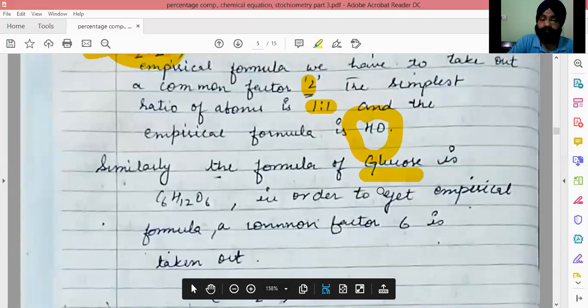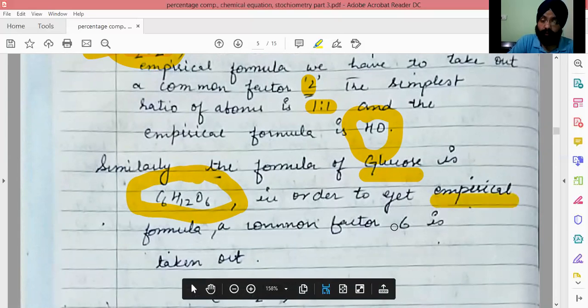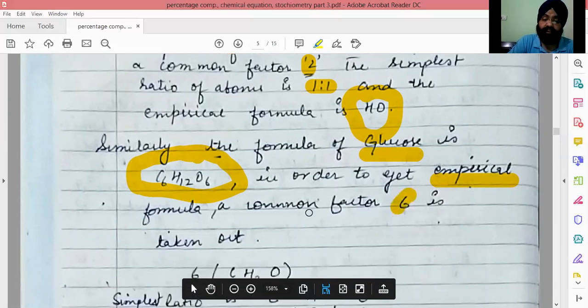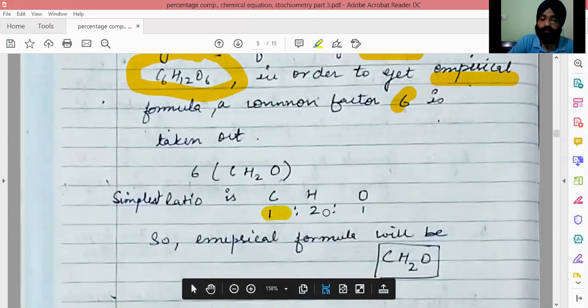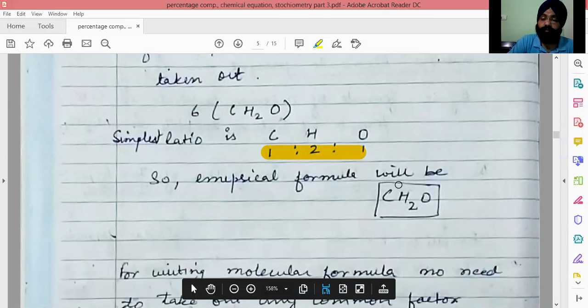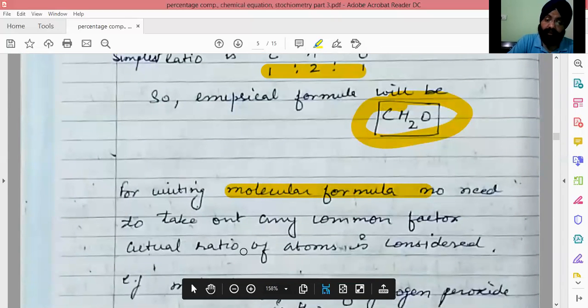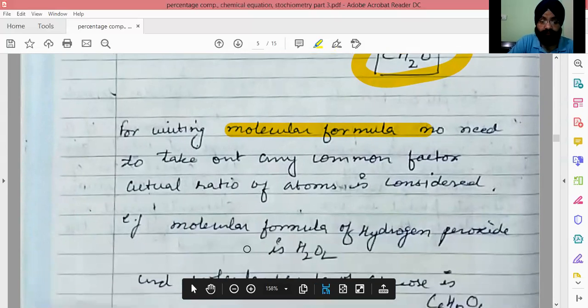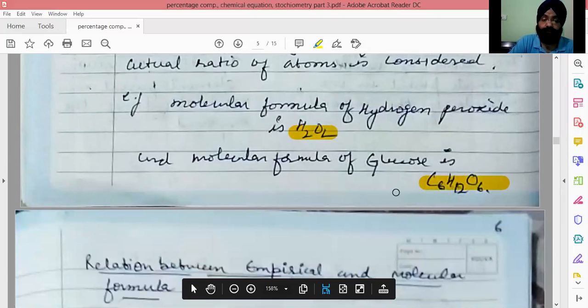Similarly, for glucose, the molecular formula is C6H12O6. In order to get the empirical formula, a common factor 6 is taken out and we get CH2O. The simplest whole number ratio of carbon, hydrogen, and oxygen in glucose is 1:2:1. So the empirical formula of glucose will be CH2O. Now for writing the molecular formula, there is no need to take out any common factor. The actual ratio of atoms is considered. So the molecular formula of hydrogen peroxide is H2O2 and for glucose it is C6H12O6.